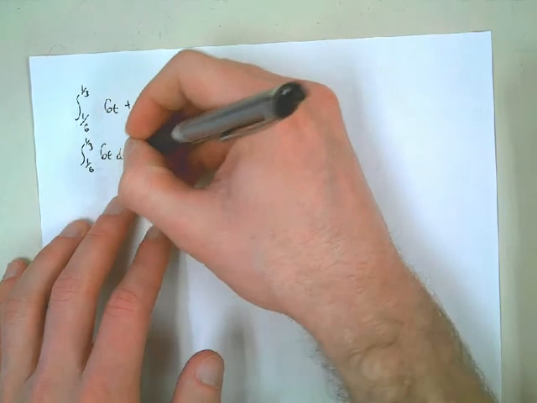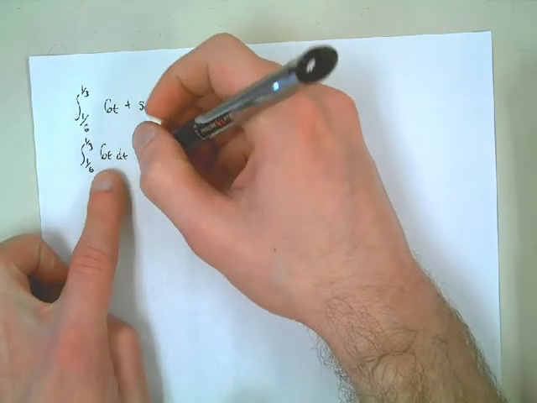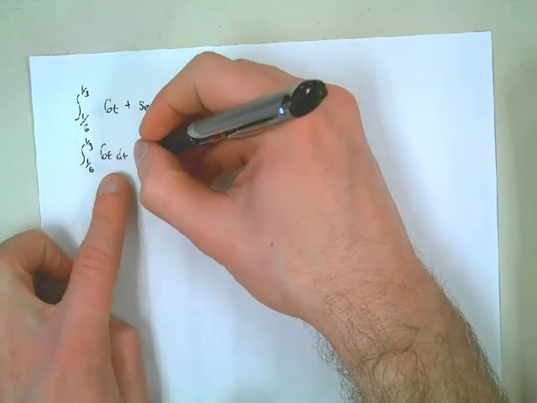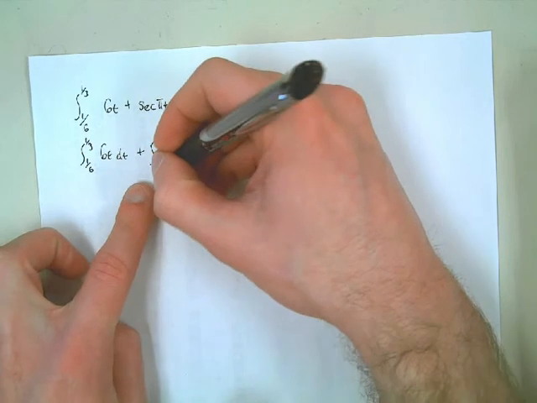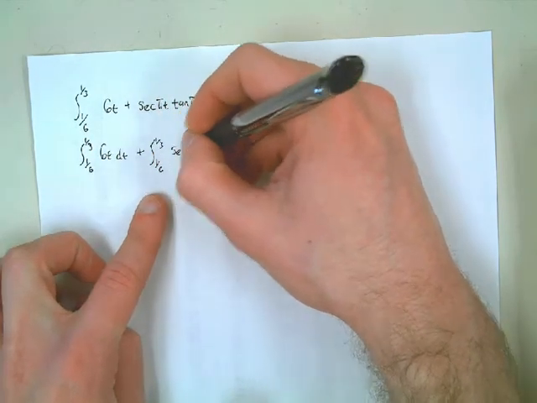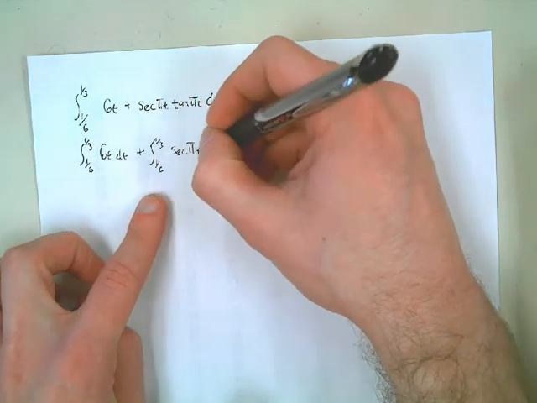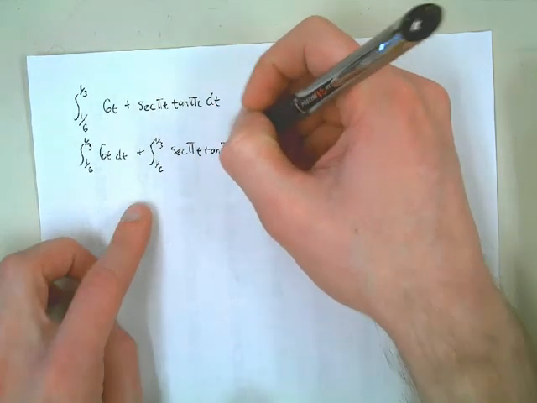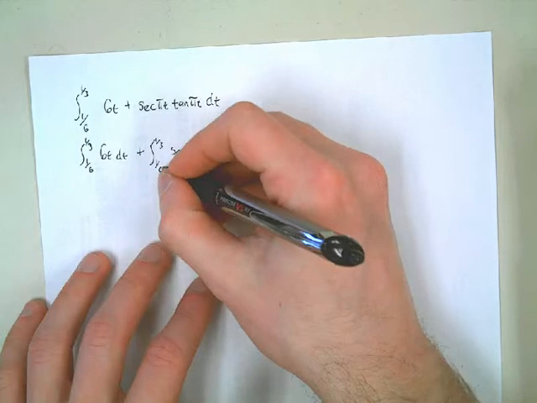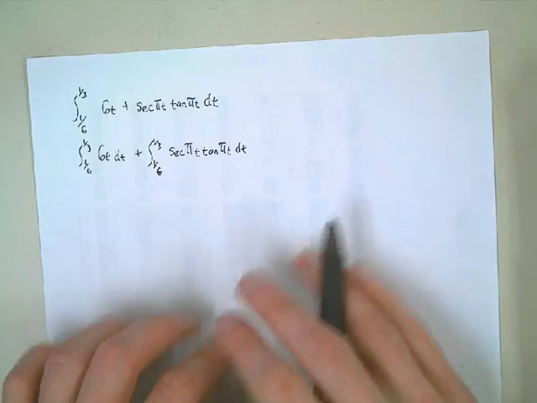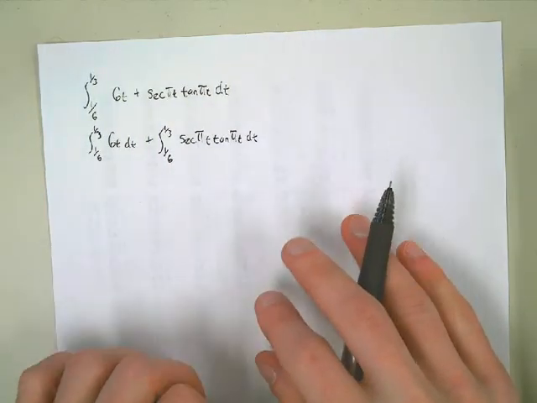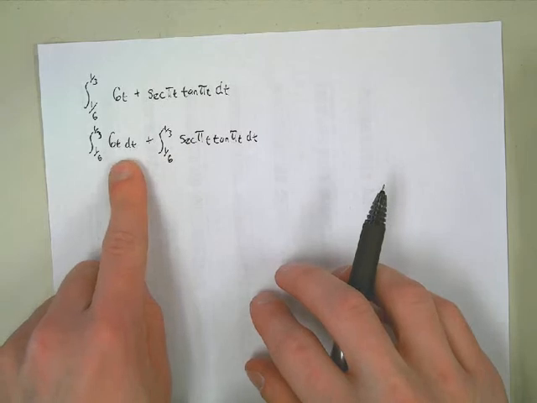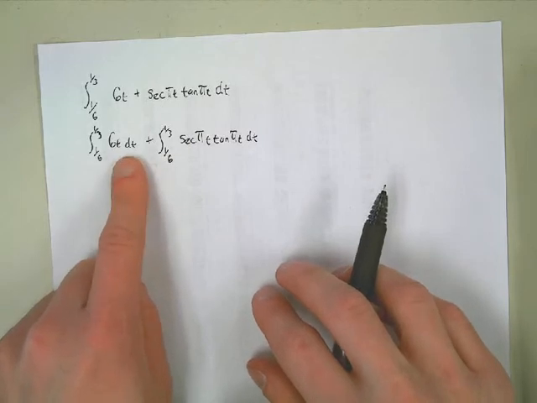Okay, so the integral from 1/6 to 1/3 of 6t dt plus the integral from 1/6 to 1/3 of secant pi t tangent pi t dt. Do you want to use two different u's? We could, if we needed to. Do we need a u substitution for the first one, though? No, we can integrate that right away. So I'm going to go ahead and just do that.